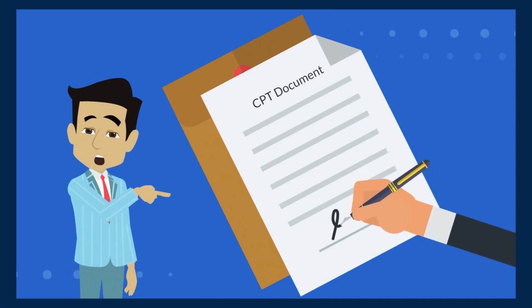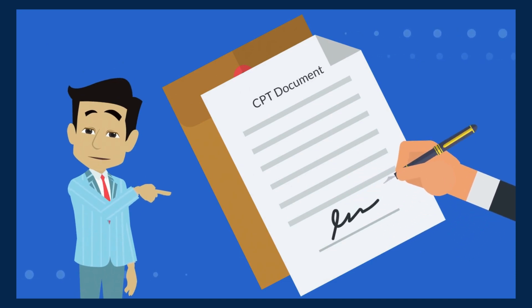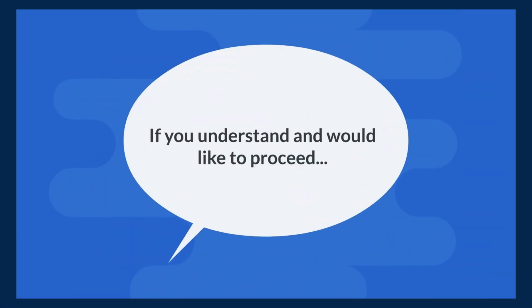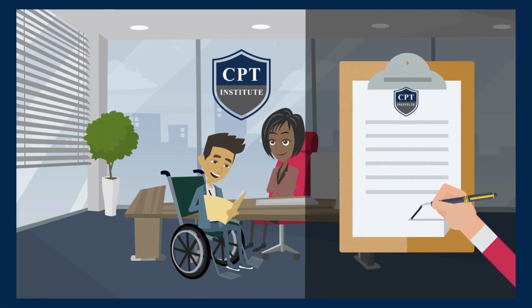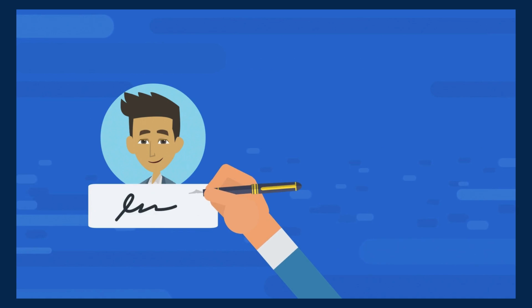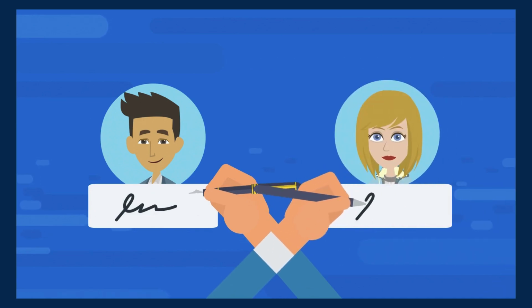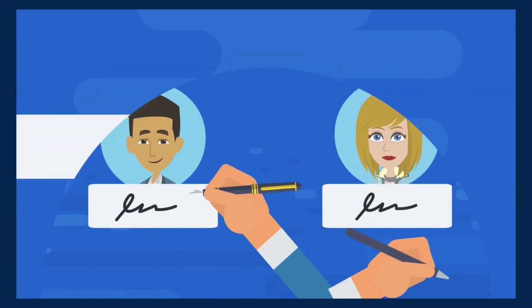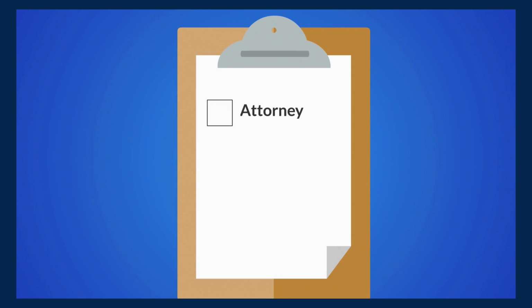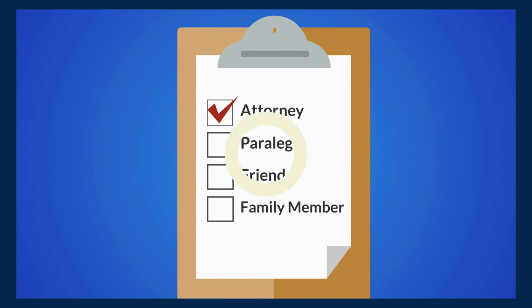By signing, you're acknowledging that you understand the previously discussed items on this document, and your questions and concerns have been addressed. If you understand and would like to proceed, please make sure to sign at the bottom of this document. Make sure to mark the box that would best apply to you. In addition, have your witness sign in the box right next to you. Have them write in their relationship to you. For example, it can be your attorney, paralegal, friend, family member, etc.